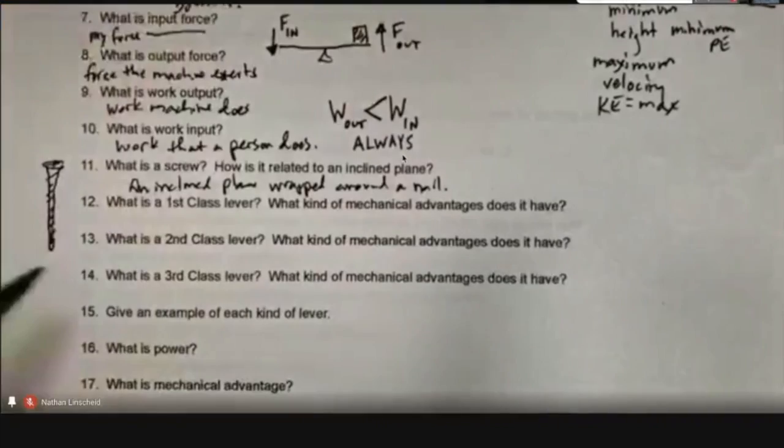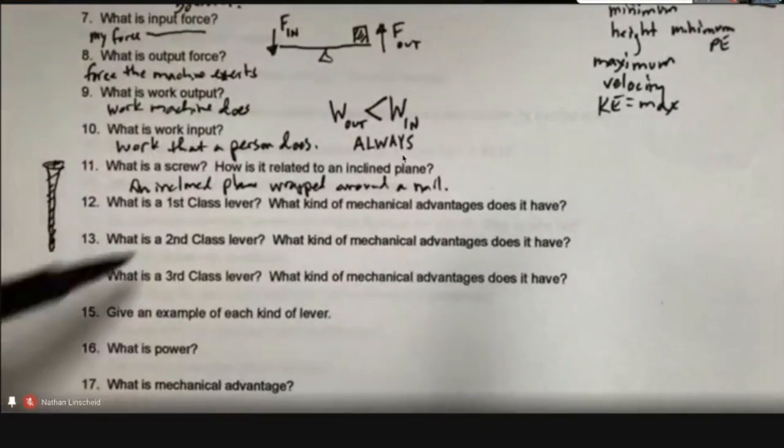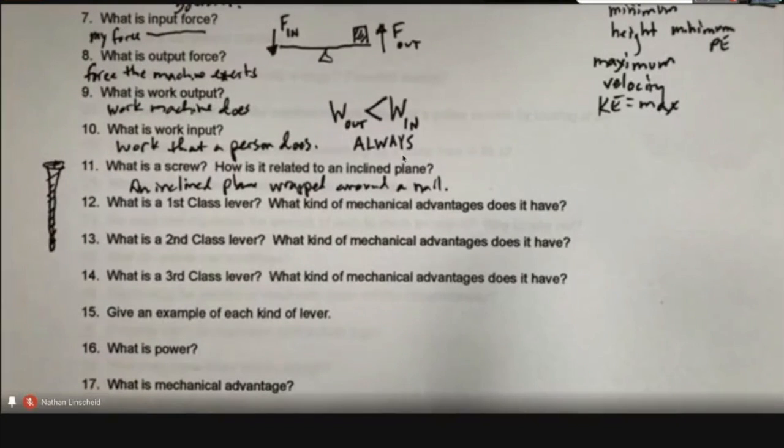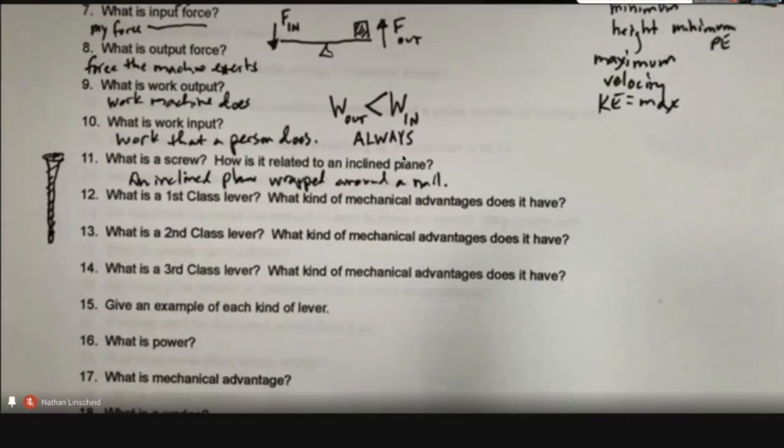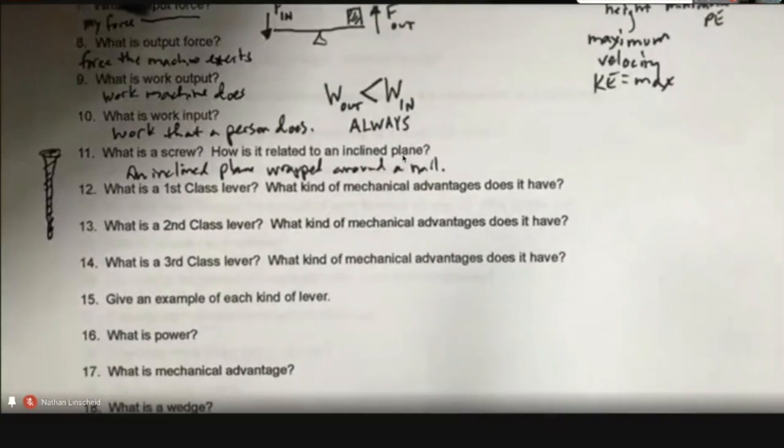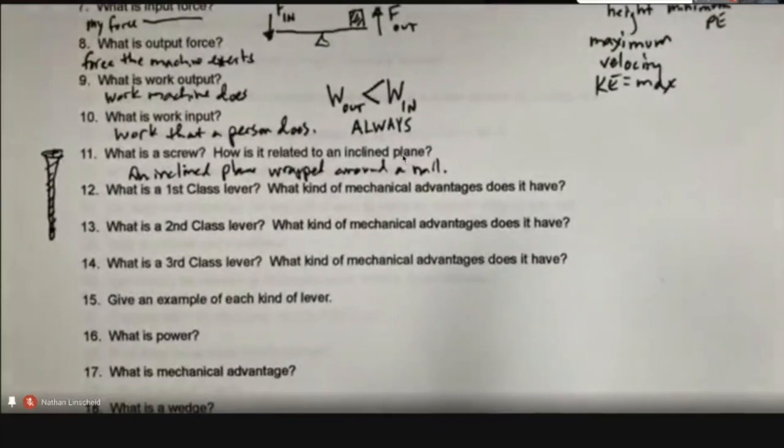All right. And again, you're not going to have to really know exactly how to explain it that way, but just know that a screw and an inclined plane are both sort of forms of the same thing. Sorry, got kind of a mess here.